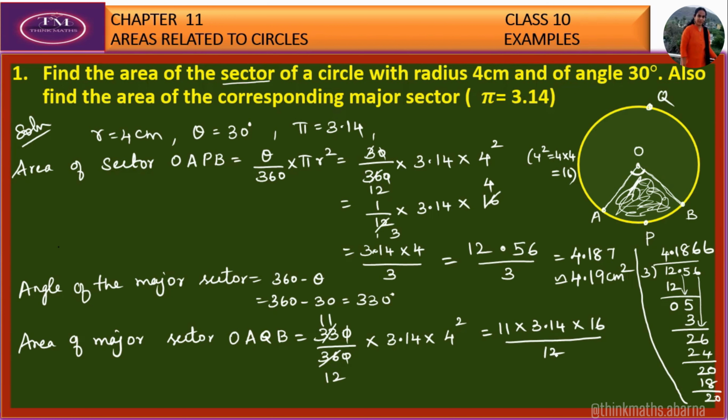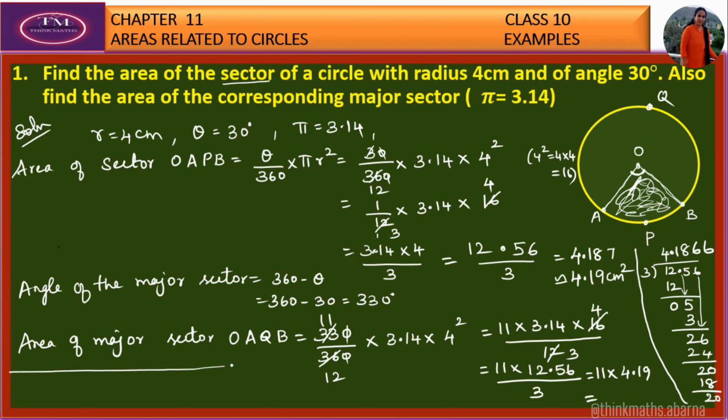So 16 and 12 are divisible by 4. 3 4s are 12, 4 4s are 16. So we will get 11 into 3.14 into 4. Already we calculated 3.14 into 4 is 12.56. 12.56 divided by 3 is 4.19. So we can write 11 into 12.56 divided by 3 is 4.19. Now what is 11 into 4.19?